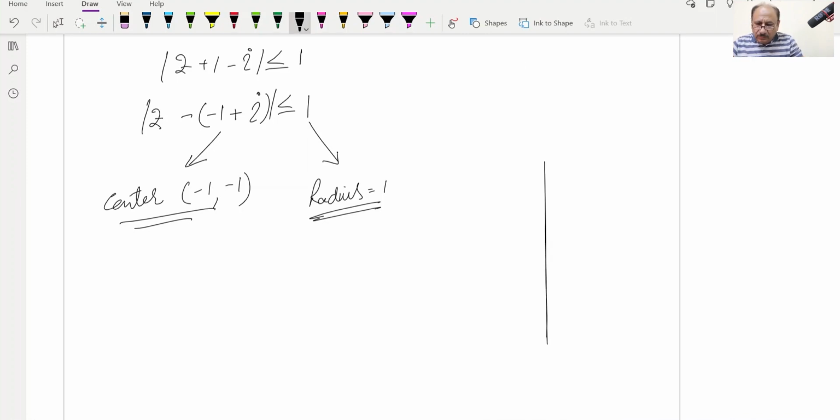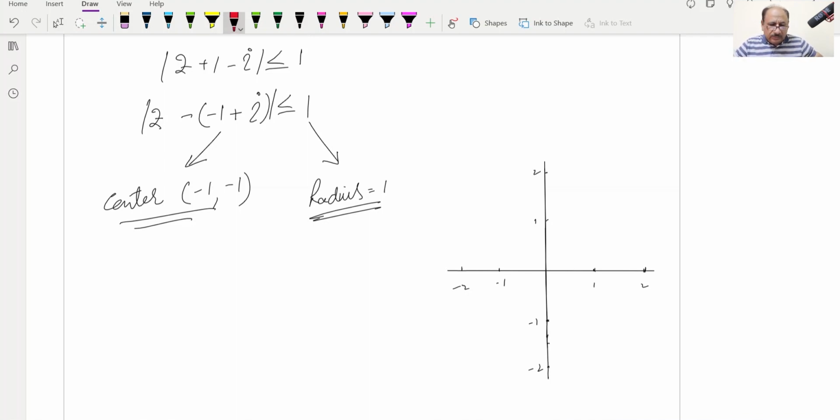I will draw the sketch. On this side we can take 1 and 2, and on this side also 1 and 2. So this is 1, 2, 1, 2, and minus 1, minus 2. The lower side also we can take this one as 1 and this one as 2, so minus 1 and minus 2.